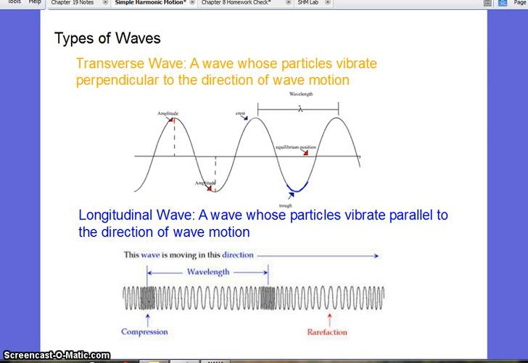And so when we talk about the wavelength of a longitudinal wave, what we're really referring to is the length from compression to compression, or likewise from rarefaction to rarefaction. Okay, so it's the same type of situation. But sound is a longitudinal wave in that the air molecules are vibrating back and forth parallel to the direction of the motion.